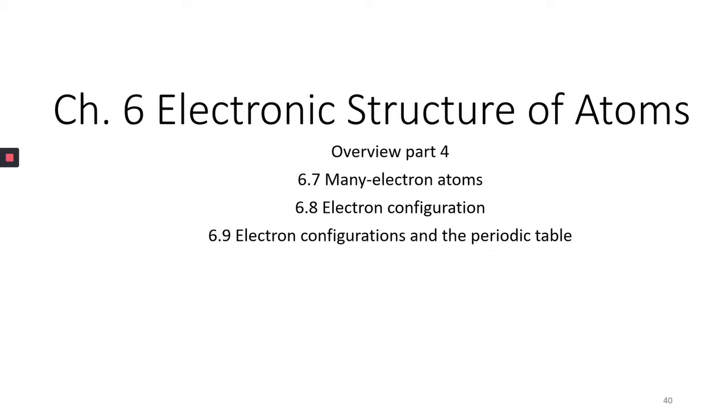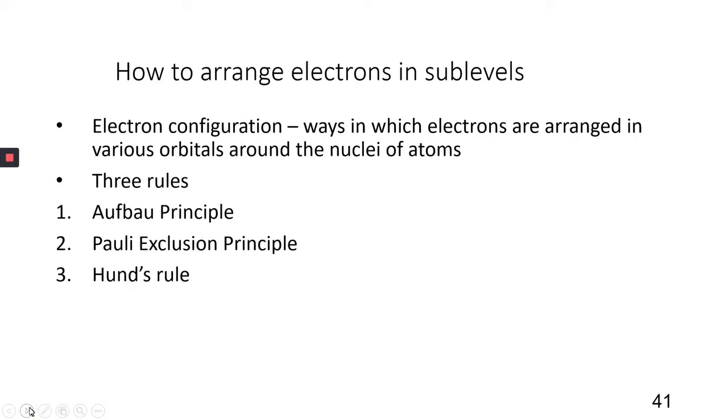Hi, welcome to Chapter 6, Part 4, our last part of this chapter, where we're going to talk about electron configuration and how it relates to the periodic table. So, how do we arrange our electrons in our sublevels and energy levels that we talked about in our last video? Electron configuration is a way of arranging the electrons within the various orbitals around the nuclei of the atom.